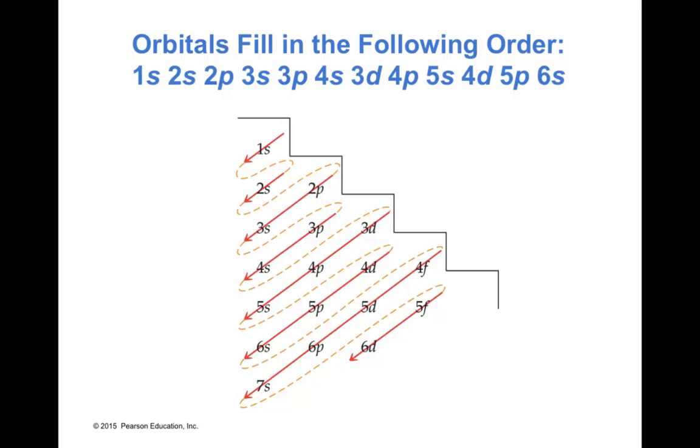So basically this is a template for how to fill the orbitals, starting with the 1s, 2s, 2p, 3s, 3p, 4s, 3d, 4p, 5s, 4d, 5p, 6s. So you can learn this, or you can find a way to draw a ladder, and then establish this order to fill those electrons and create that electronic configuration for each of the elements.